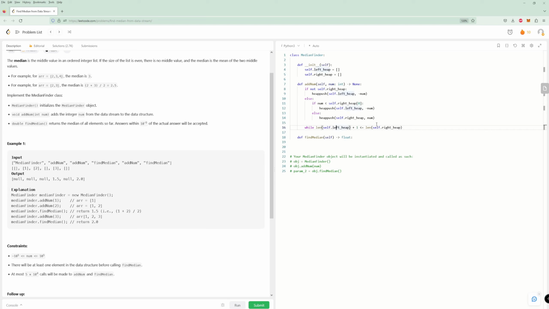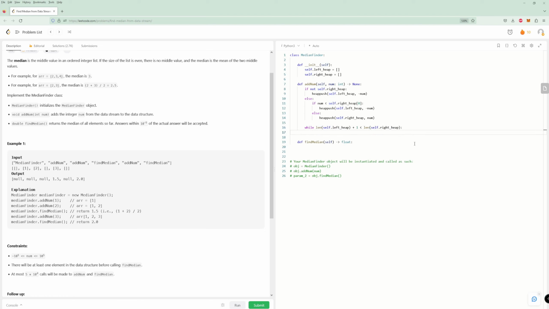Because if this is 1 and this is 2, that would be fine. But if this was 1 and this is 3, it wouldn't be fine. I think it's actually not less than or equal, I think it's just less than. This is saying while the left heap is 2 or more smaller than the right heap, then we need to restructure. So let's restructure.